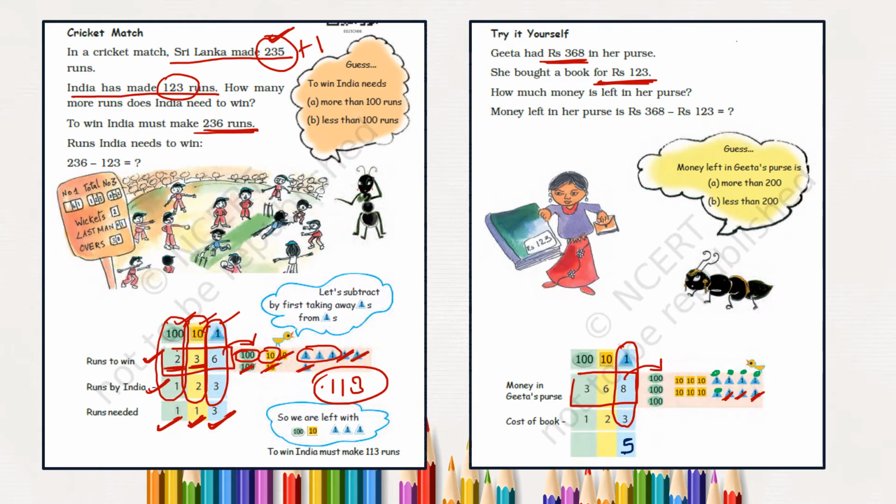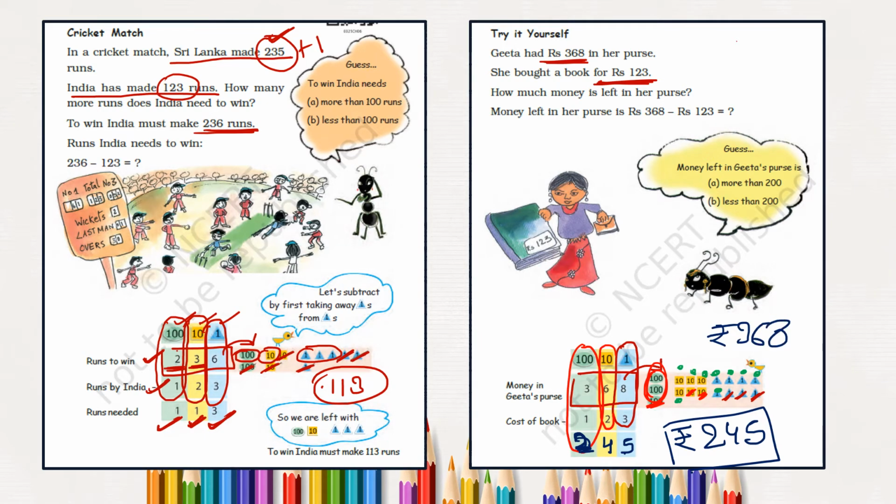Now similarly, look at tens. We have 6 tens. We need to subtract 2 from them. So subtracting 2, how many do we have? 1, 2, 3 and 4 tens left. Okay. Now do the same with hundreds. We have 3 hundreds. Subtract 1 from them. How many are we left with? 2 hundreds, right? So the answer is she's left with rupees 245 in her purse, whereas originally she had rupees 368. Clear?